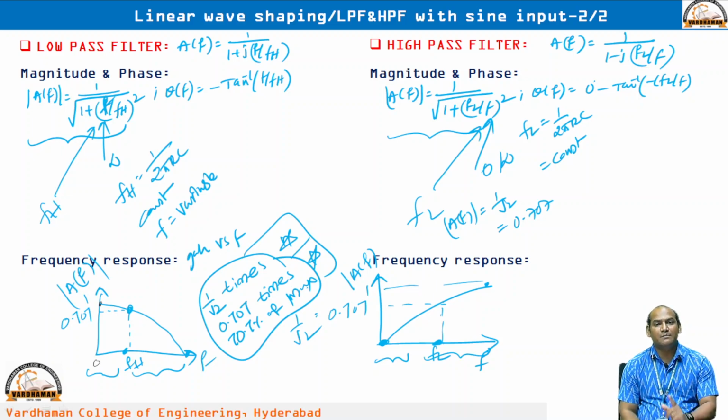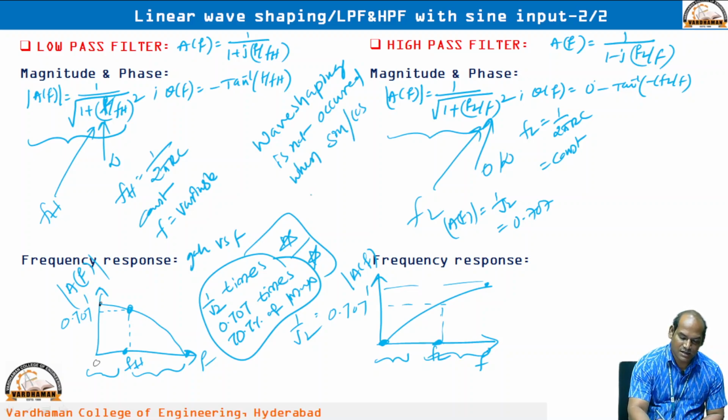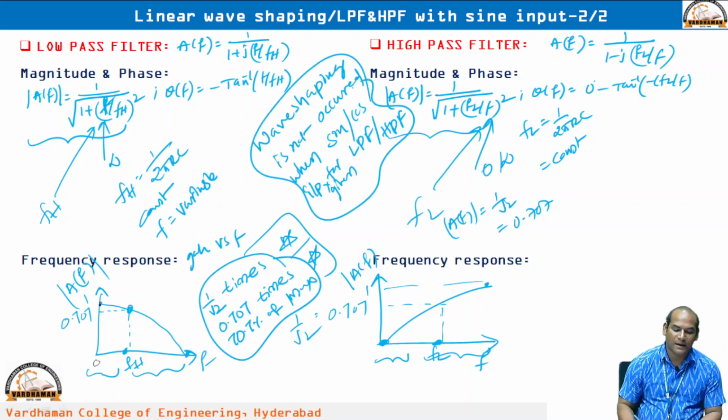And one more very important point is that wave shaping does not occur when sine or cos inputs are given for LPF or HPF, particularly for the linear circuit. For the linear circuit, if you apply sine or cos signals as the input, wave shaping will not be done. That means the output is again a sinusoidal signal only. That is what we have to consider.